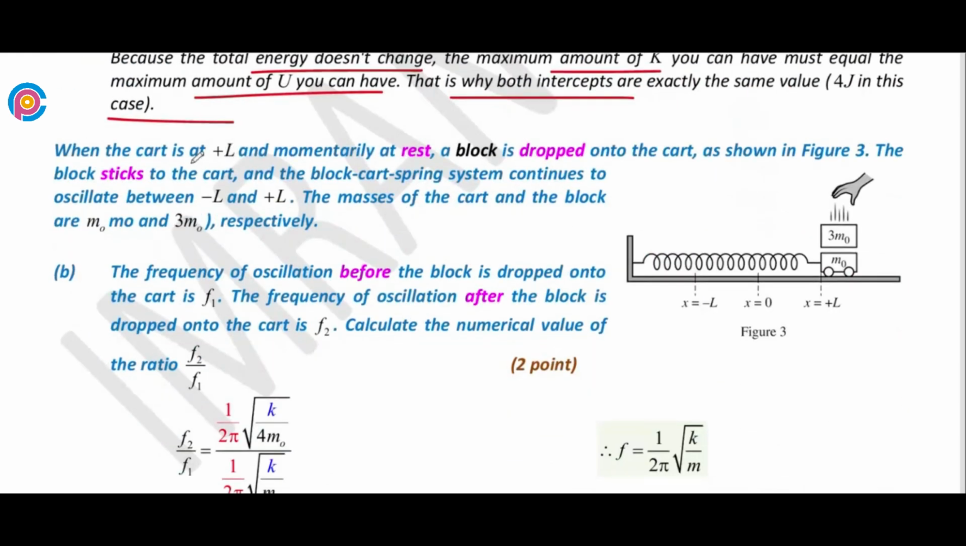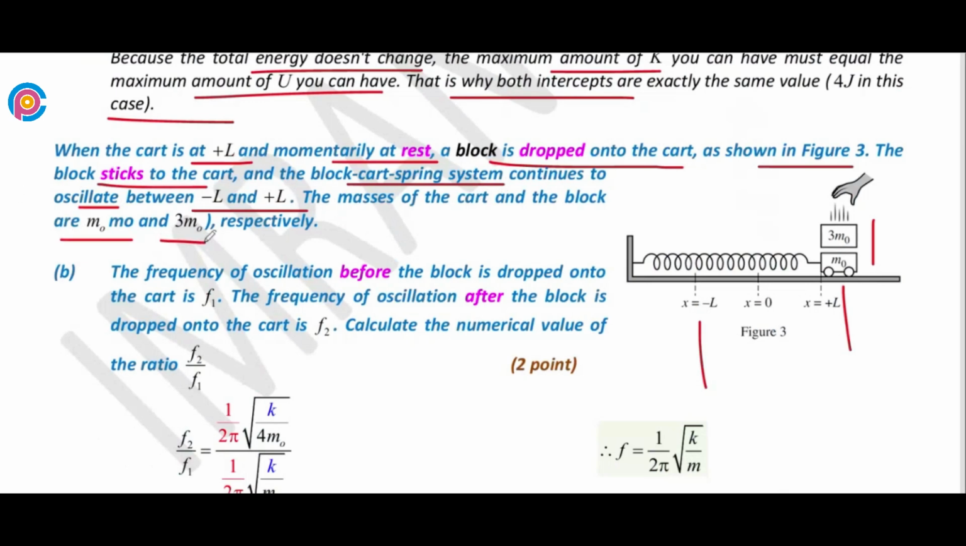When the cart is at plus L, meaning at its extreme position, it is momentarily at rest because the kinetic energy is zero, and all the energy is potential energy. A block is dropped into the cart, as we have seen in figure 3. The block sticks to the cart. The block-cart system continues to oscillate between negative L and positive L. The masses of the cart and the block are m0 and 3m0 respectively, as we are seeing from the figure.